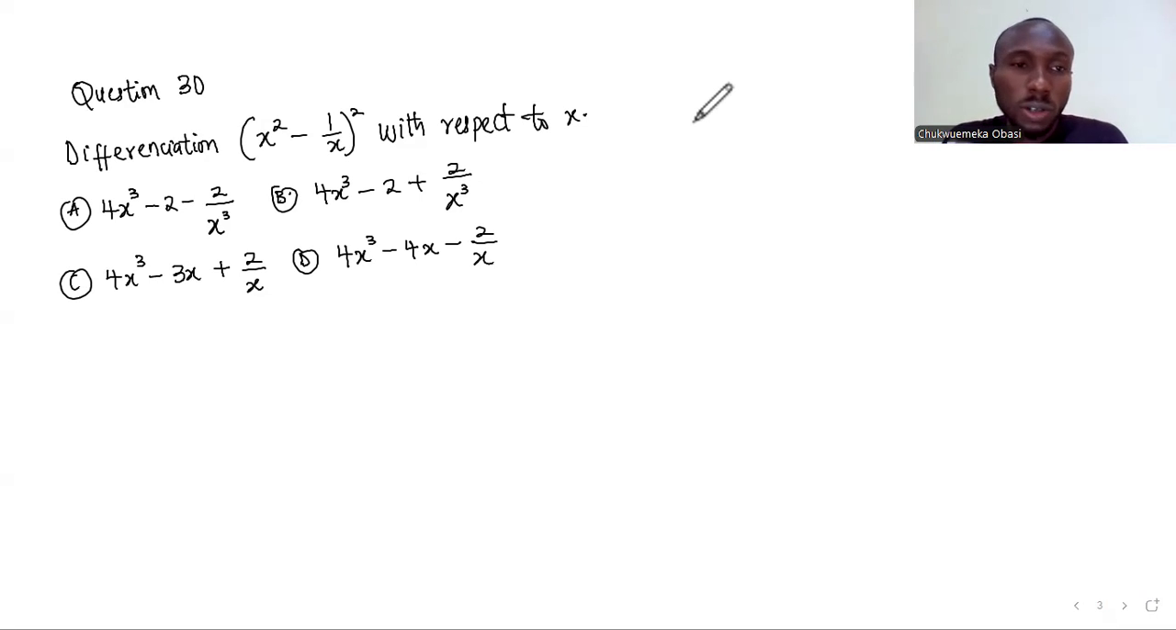All right, guys, you're still very much welcome. This is question 30, and we are still on the challenge. We are still solving problems on differentiation. Like I told you, we still have much more questions to solve.